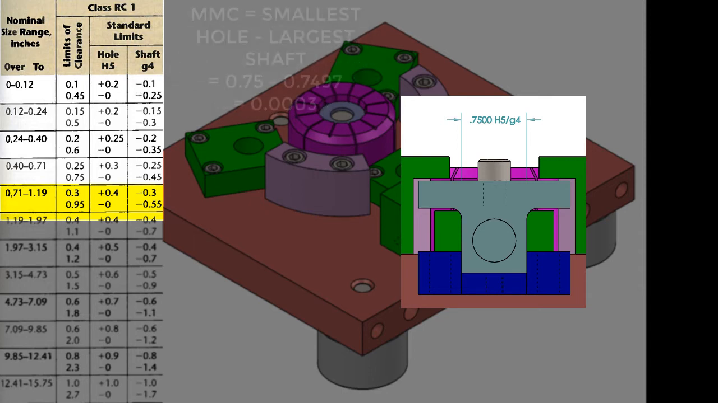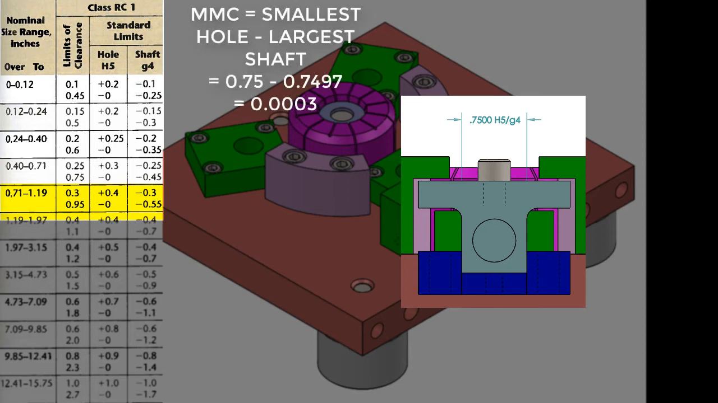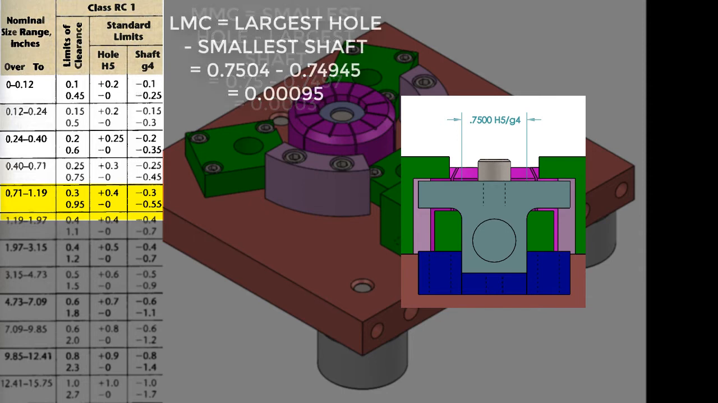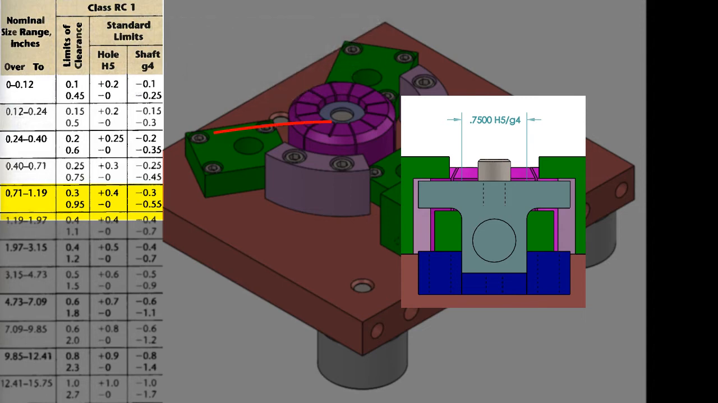I also know the limits of the mating parts clearance. When both parts are at their maximum material condition, that being the smallest hole and the largest shaft, the MMC clearance is 0.0003 inch, or 3/10,000ths of an inch. Conversely, when the shaft is its smallest size and the hole at its largest, the LMC, or least material condition clearance, is 0.00095 inch.